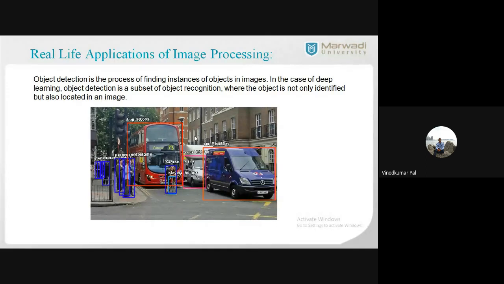So AI and machine learning, and one of the best algorithms for image processing is CNN, that is called convolutional neural network. People are continuously trying to do a lot of research to improve the accuracy of whatever application they are building.